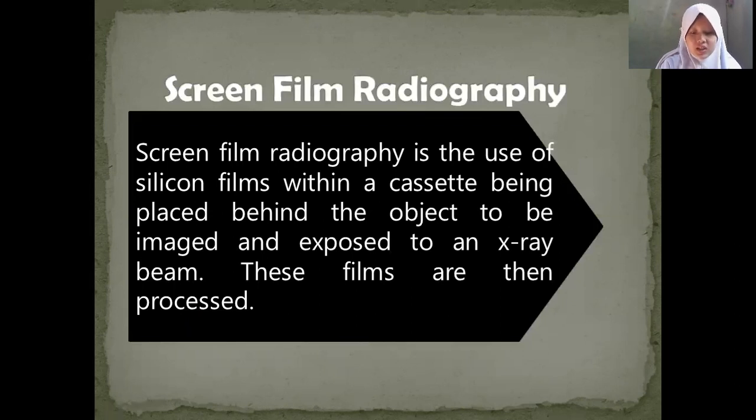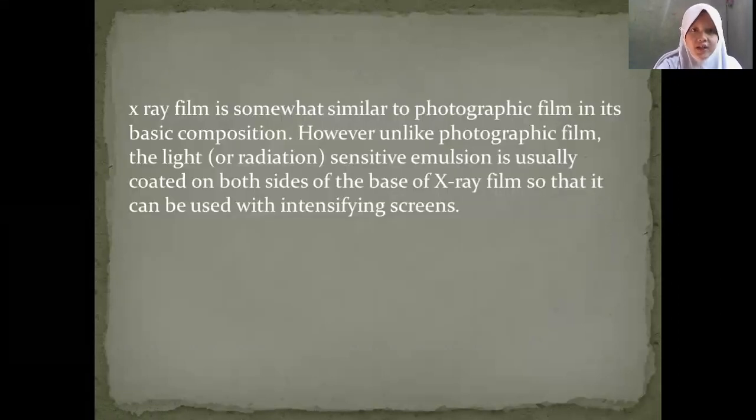My presentation material is about the film screen system. Screen film radiography is the use of silver film within a cassette, placed behind the object to be imaged and exposed to an X-ray beam. The film is then processed. X-ray film is somewhat similar to photographic film in its basic composition.